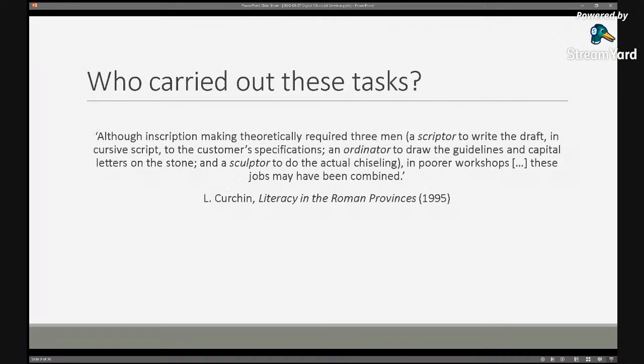It's possible that some of these tasks were done by the same person. It's also possible that they were divided up, depending on the workshop. So a different person might have created the text in terms of the wording, and then the next person might have drawn the guidelines and set the letters out on the stone. And then you might have had a third person, a sculptor, to do the cutting itself.